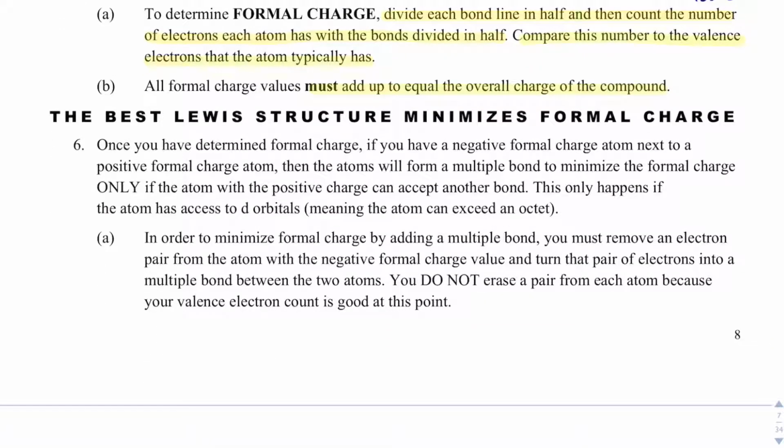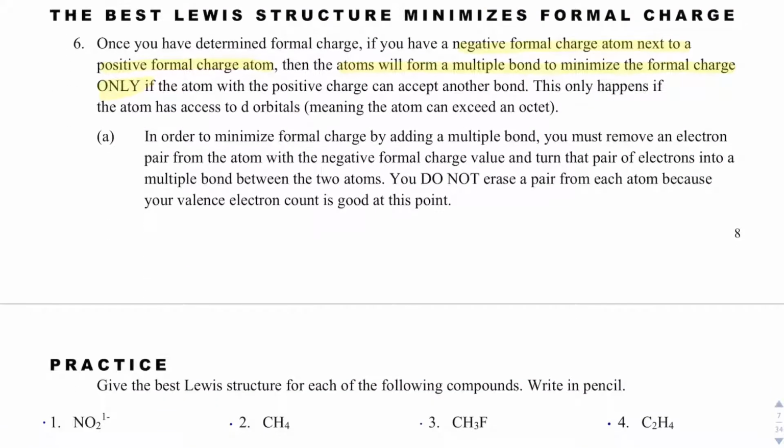When you do formal charge, if you have a negative formal charge next to a positive formal charge, then atoms will form a multiple bond to minimize the formal charge only if the atom with a positive charge can accept another bond, meaning it's in the 3rd energy level, 4th energy level, 5th energy level, and so on on the periodic table. To do this, you'll remove an electron pair from the atom with a negative formal charge and create a multiple bond between the 2 atoms. You do not erase a pair of electrons from any atom. You're just moving electrons because your valence count is good at this point. So let's see how this works.